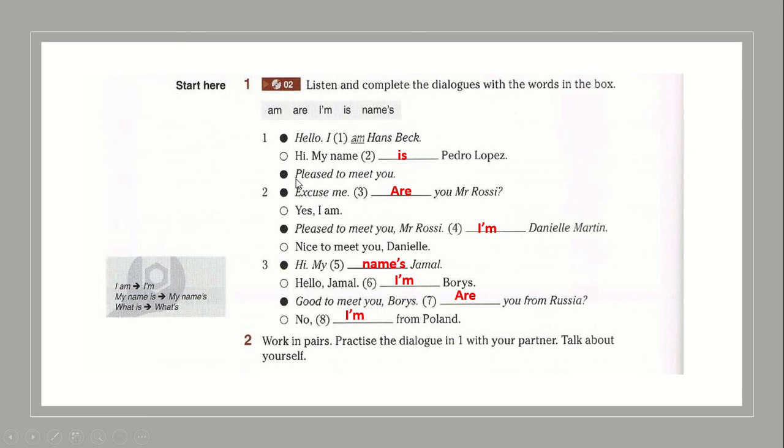Okay, so from these dialogues, we also learned how to greet people we meet for the first time. So you see in number 1 here, you say, pleased to meet you. It means in Arabic, سررت بلقائك. Also here, in number 2, pleased to meet you. Nice to meet you, the same meaning. Good to meet you, in number 3. So these are ways of greeting people you meet for the first time.